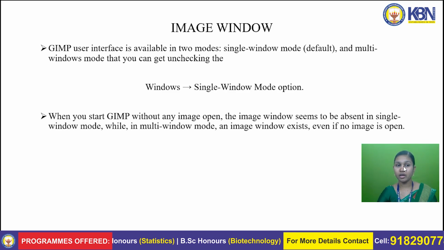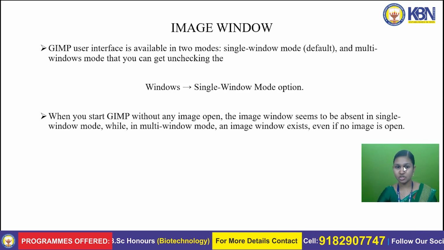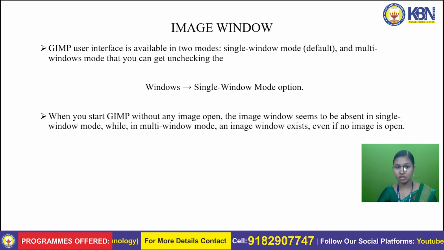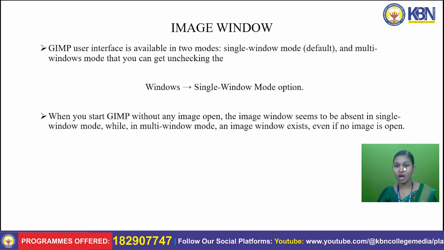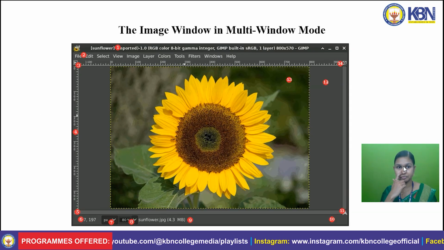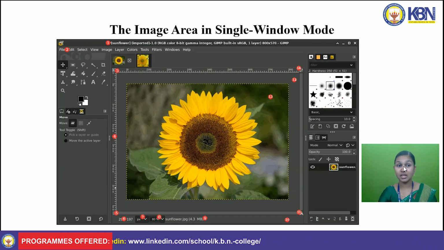Now where can I start? When you start GIMP without any image, you click on the File menu. In the next step you open the image. Okay, the image will open, and it looks like this. This interface is the multi-window mode. In this window, the toolbox is not shown. The image consists only of the layer mask. Then the next image is single window mode.